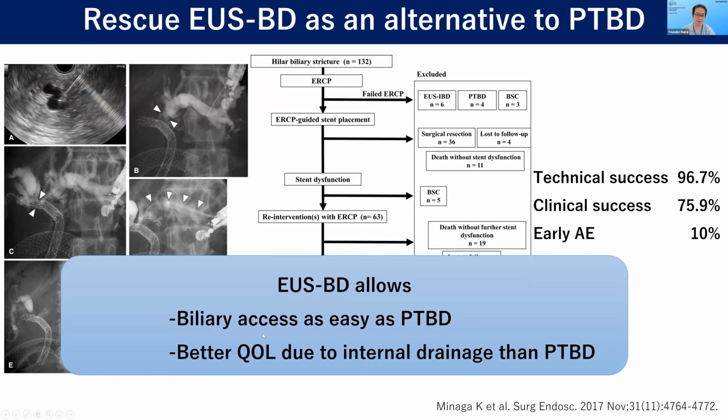So EUS-BD allows biliary access as easy as PTBD, because basically we can do the same procedure from the stomach to the left liver, and the patient will have a better quality of life due to the single session internal drainage as compared to PTBD.